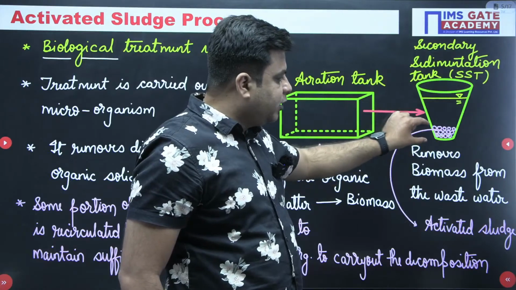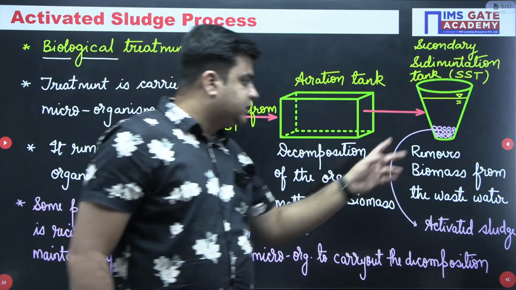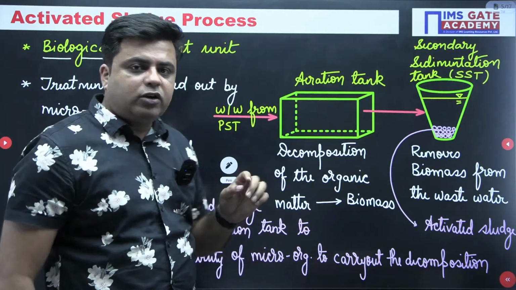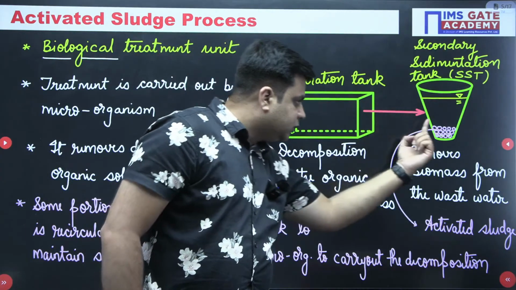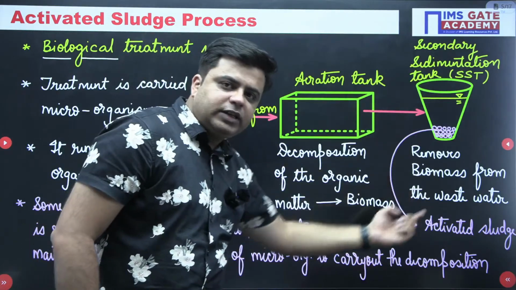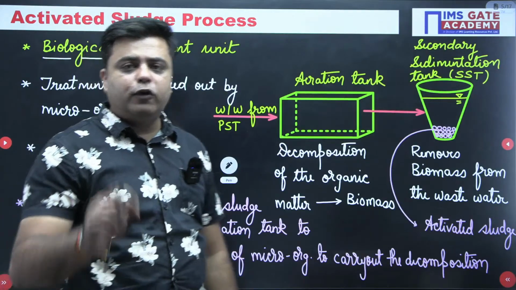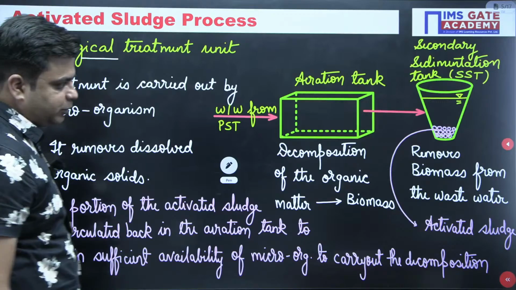That settled biomass is known as the activated sludge. Reason being, this settled biomass contains active microorganisms. In order to maintain sufficient availability of microorganisms in the aeration tank, some portion of this settled sludge or the activated sludge is recirculated back in the aeration tank. Okay, so these are like 4 or 5 key points regarding this activated sludge process.